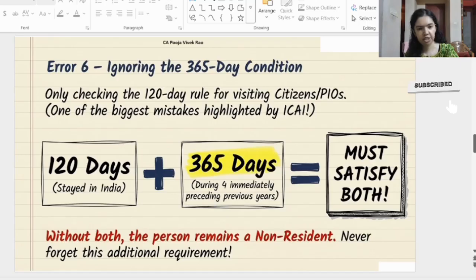So this is one of the biggest mistakes highlighted by the ICAI faculty. When an Indian citizen or person of Indian origin visits India and the 120-day condition becomes applicable, it has been noticed that students often check only whether the individual has stayed for 120 days or more. However, this is only part of the requirement. You must also verify whether the person has stayed in India for 365 days or more during the 4 immediately preceding previous years. Without satisfying both of the conditions, the person may still remain a non-resident. So never forget this additional 365-day requirement along with the 120-day rule.